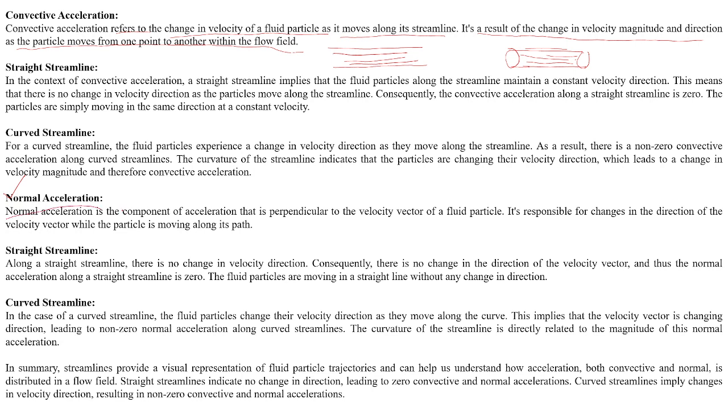The normal acceleration is the component of the acceleration that is perpendicular to the velocity vector of the fluid particle. It's responsible for the change in the direction of the velocity vector while the particle is moving along its path. What is it telling? Sometimes your streamline curves like that. Assume some type of body in the flow direction, and your streamline follows a path like that.